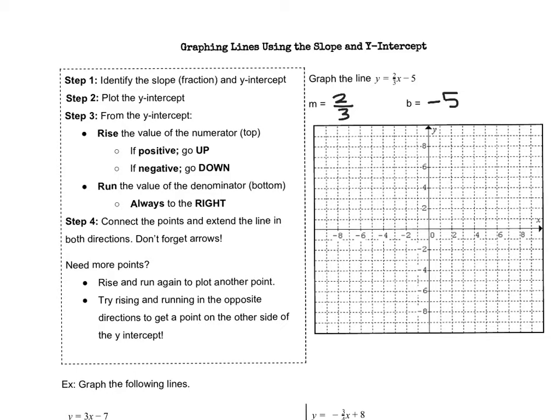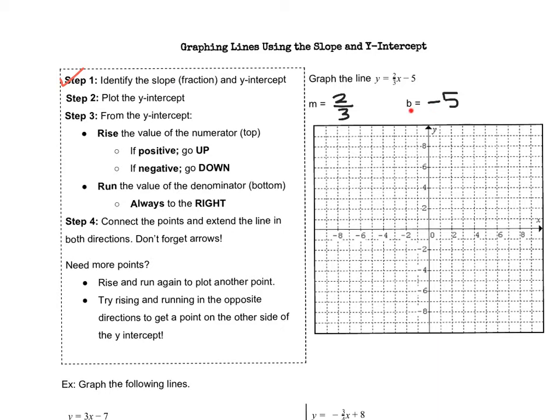So we have done the first step. We have identified what's the slope and what's the y-intercept. Now our next step is to plot the y-intercept. Since the y-intercept is the point where the line crosses the y-axis, if we look here, we are given that the y-intercept is negative 5.